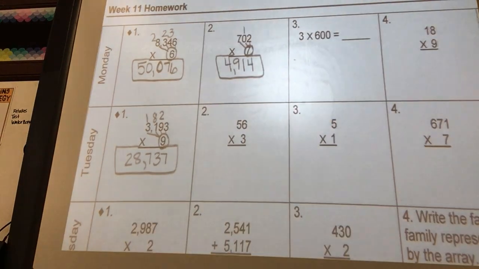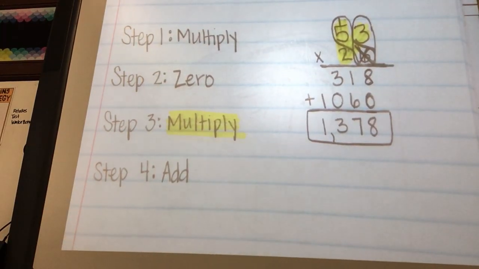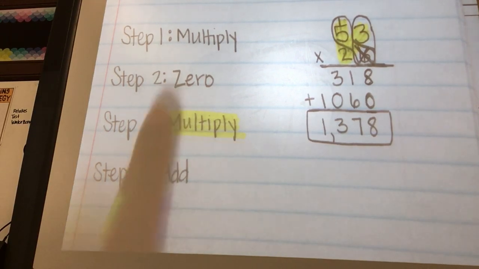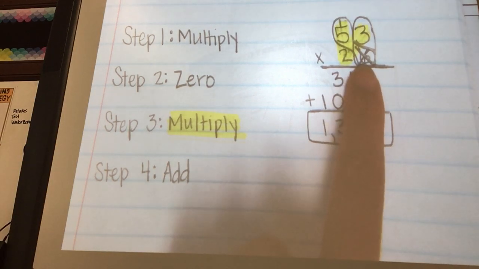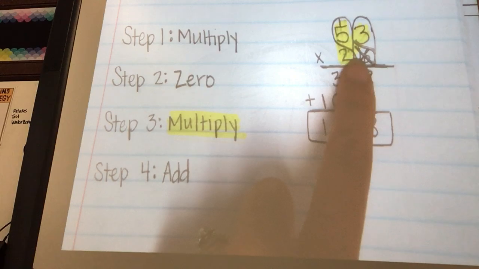How to solve 2-digit by 2-digit without using the boxes. Right, without using our boxes. 2-digit by 2-digit multiplication, our standard algorithm. We have 4 steps. What are our 4 steps? What's our first step, Dominic? Multiply. We multiply just like normal. The 6 in the ones place, we multiply by the 3 and the 5.